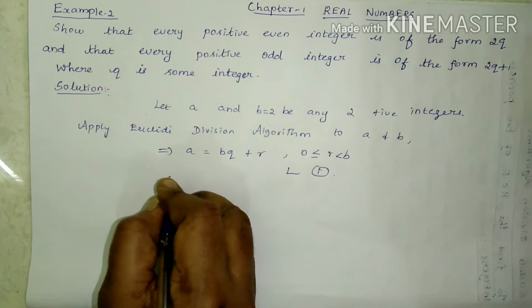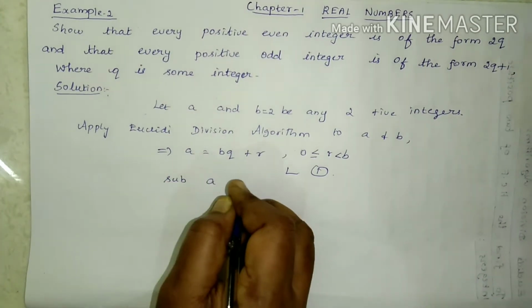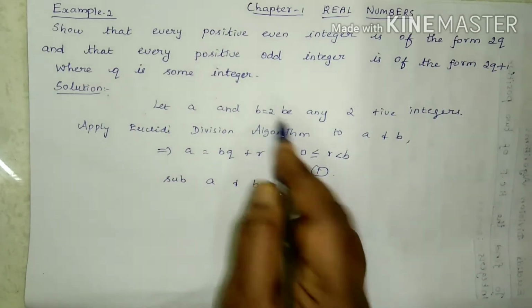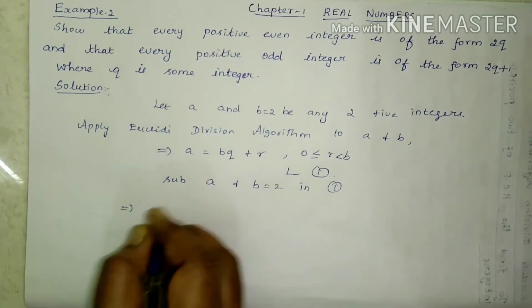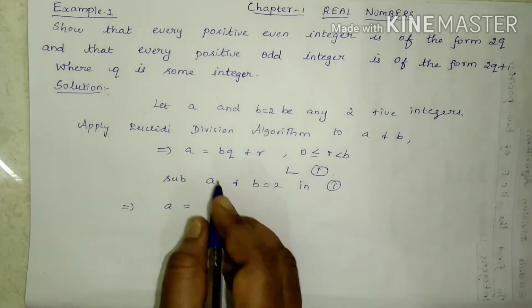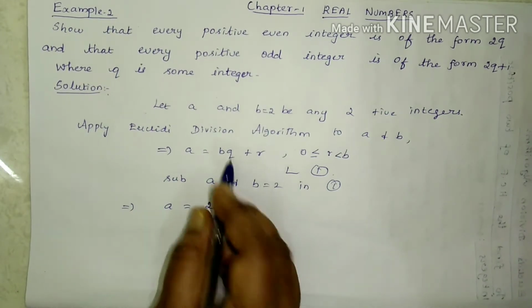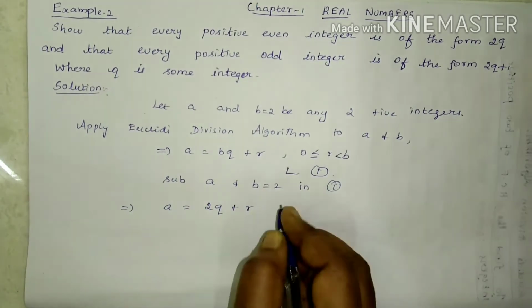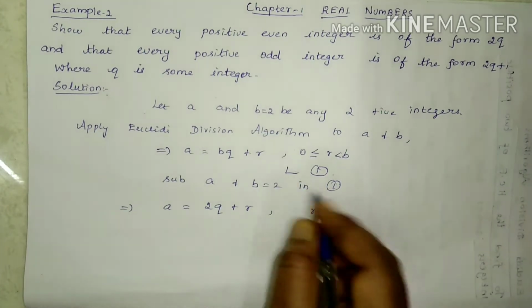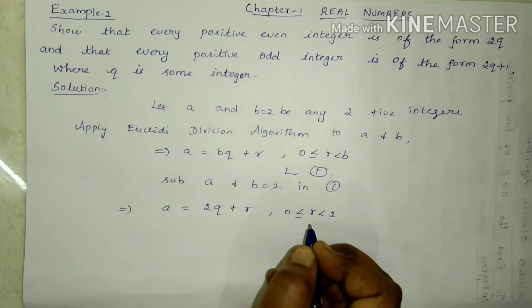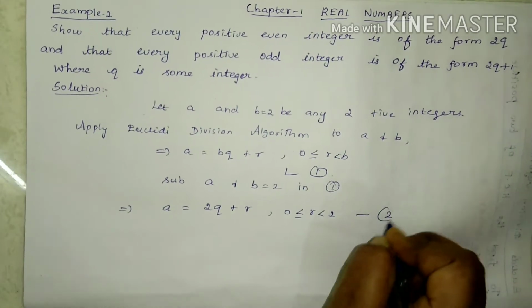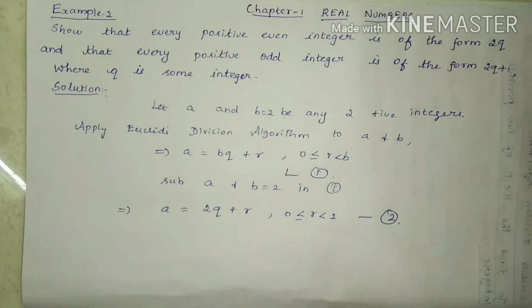Now we are going to substitute the value of b as 2 in equation number 1. Then a equals, instead of b we are substituting 2, so 2 into q plus r, where r should be less than 2 and greater than or equal to 0. Let us take this as equation number 2.